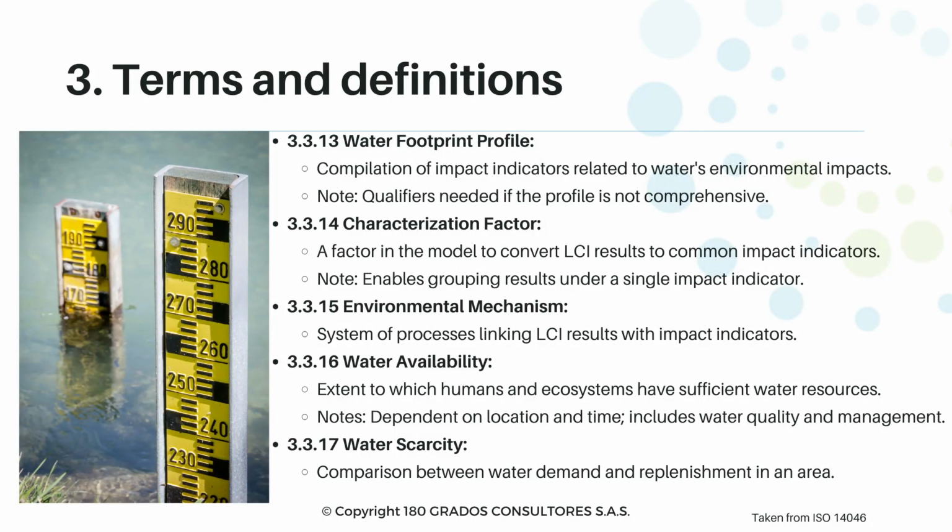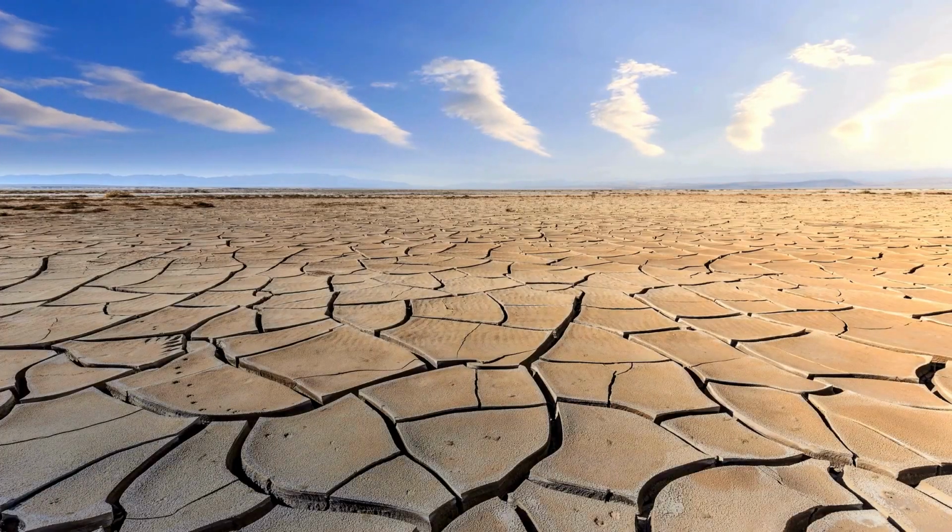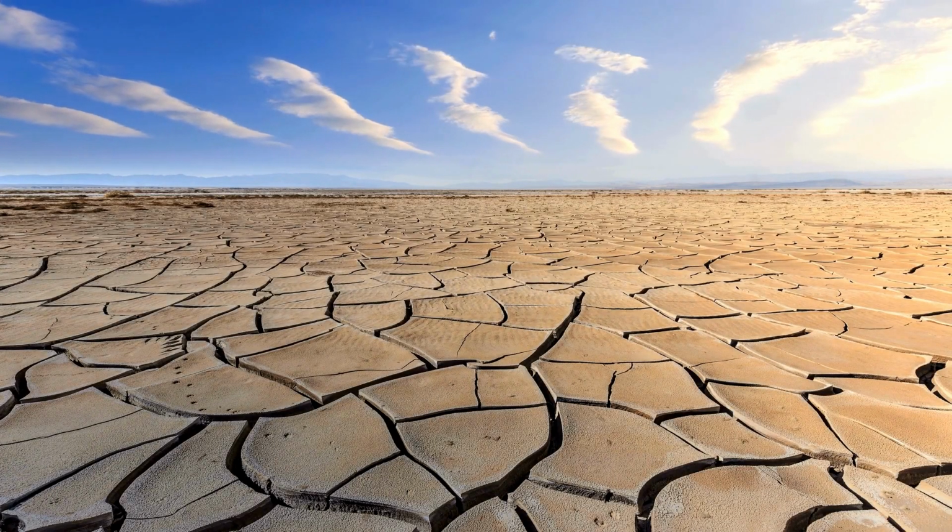This concept relies not only on the quantity of water, but also on its quality and how it is managed. And finally, water scarcity addresses the relationship between water demand and its availability in a specific area. This concept is vital in our reports for understanding and managing the challenges of water sustainability in different regions.